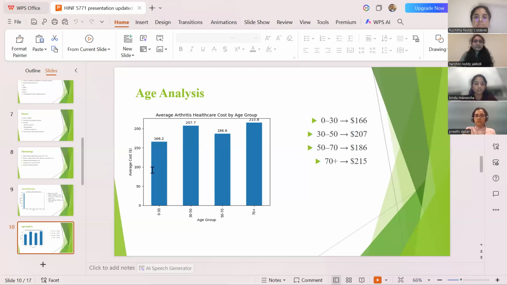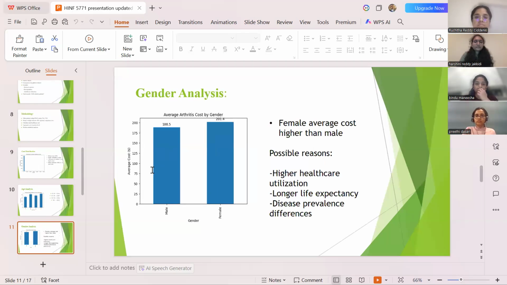So next, in the gender analysis comparison, the male is around $188.5 and the female is around $201.3, which is higher. So female patients have slightly higher healthcare cost compared to males, but the difference is not that large.